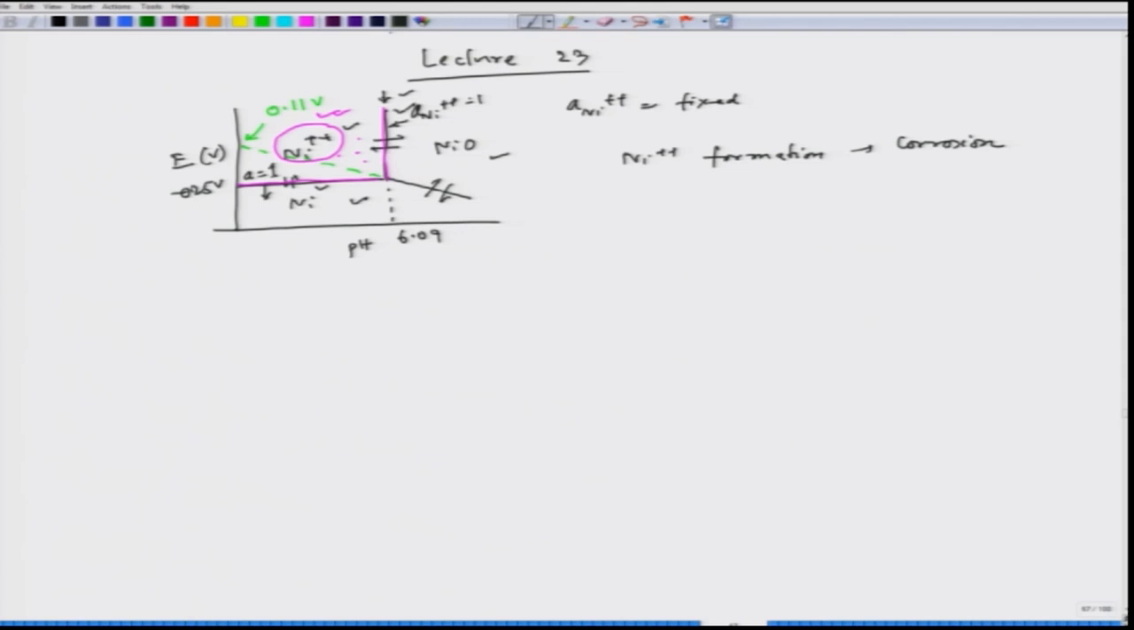Now, if we consider this boundary, there we get nickel, and as per our convention, in this region we have the least presence of Ni++. That means nickel remains as nickel. So we call this particular zone the immune zone. And the earlier zone we used to call the corrosion zone.